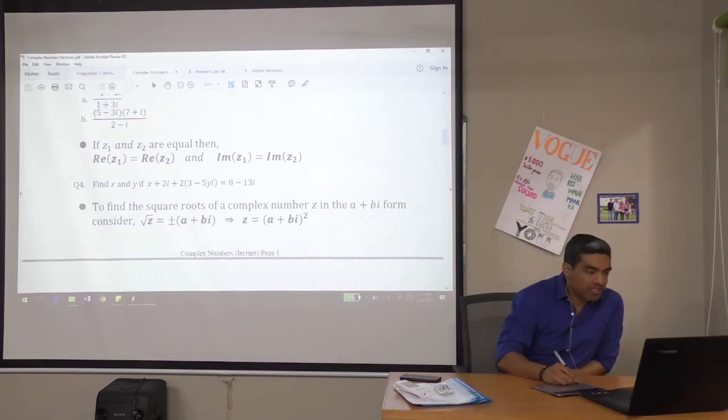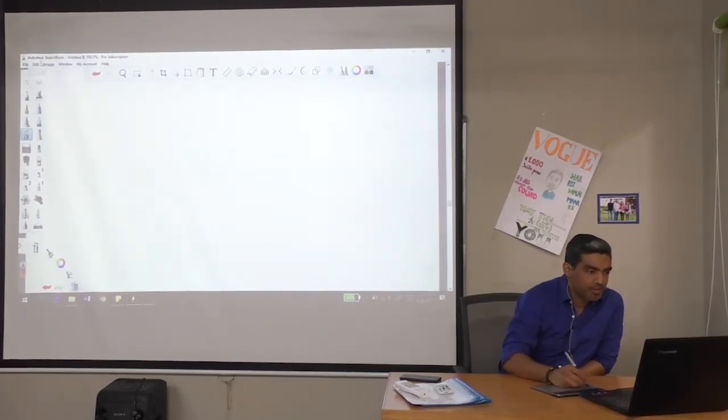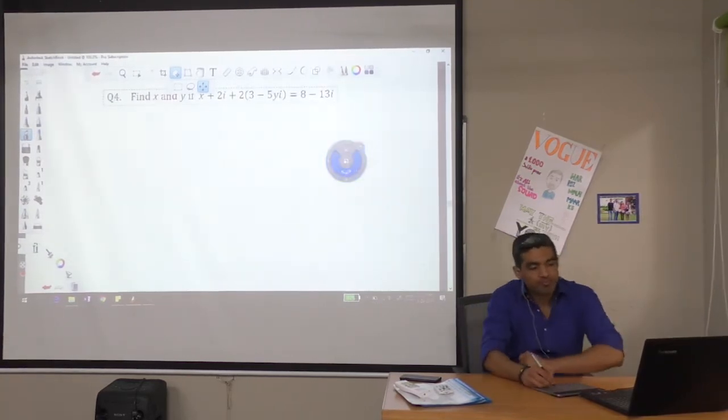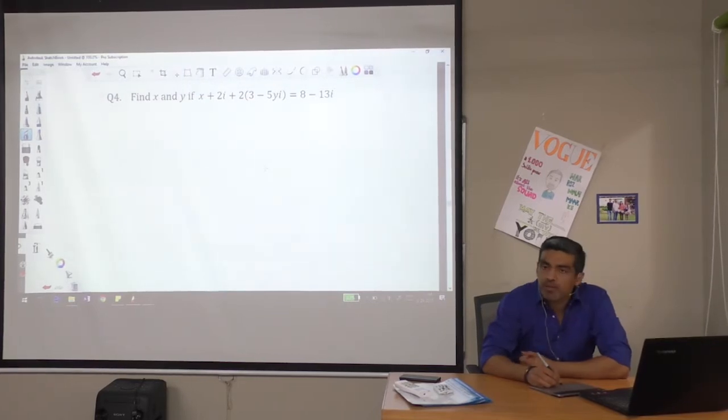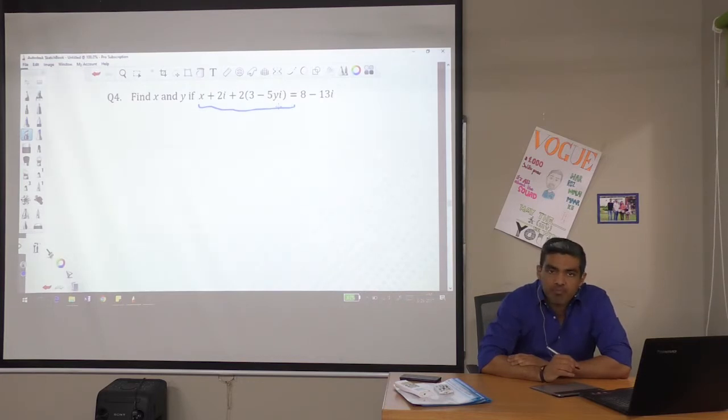So on the basis of this, given question number 4. On the basis of this, let's do question number 4. So can you simplify the left side and bring it to the a plus bi form? A plus bi form.